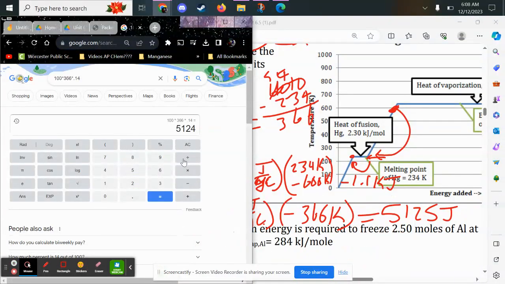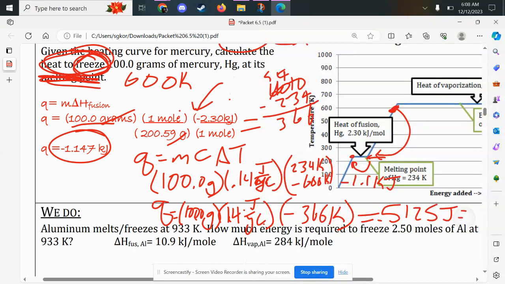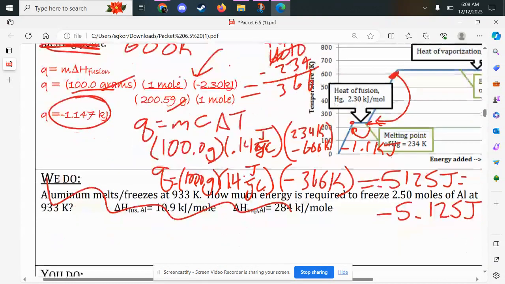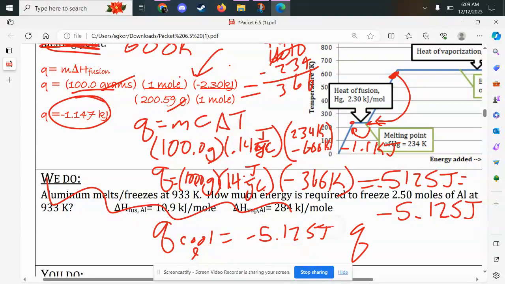All right, so I got this, but this is in joules. So I need to divide this by 1,000 before I add them together. And this is negative. Okay, so it would come out to this. Okay, negative. Now I can add my two values together. Sorry, I'm taking up the whole space here. Okay, so I have the energy it took to cool down the liquid to the melting point was this. And the amount of energy it took to, that should be in kilojoules now.